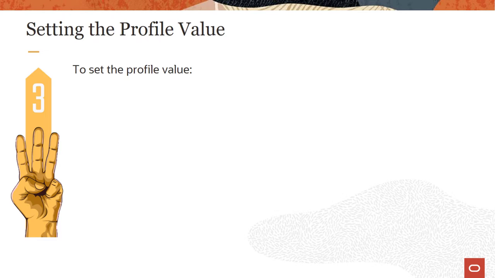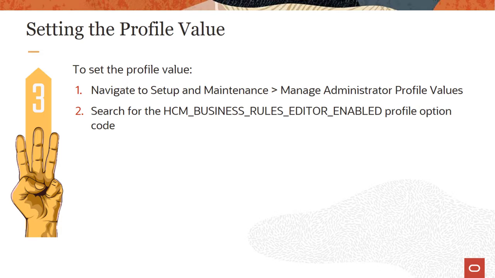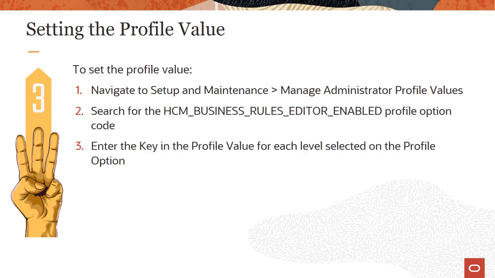To set the profile option value for the profile option you just created, navigate to the Manage Administrator Profile Values page in Setup and Maintenance. Then search for that profile option code HCM_business_rules_editor_enabled. Enter the key for the service request in the profile value field. Enter the value for each level you enabled on the profile option, site, and user if selected.